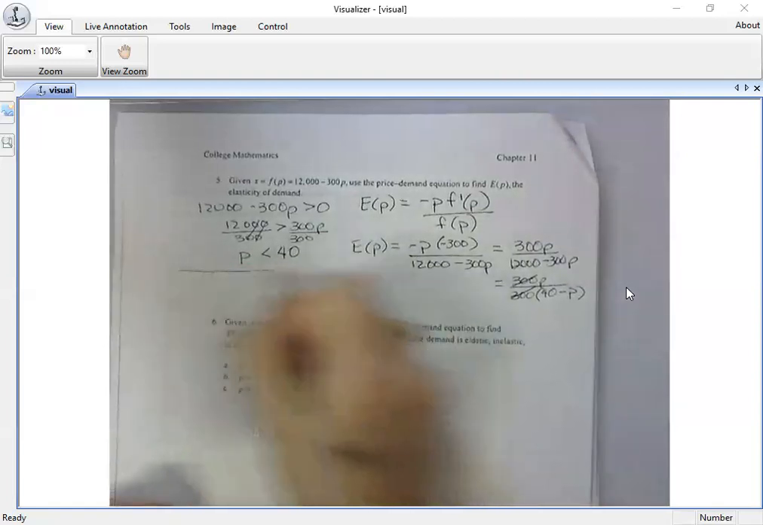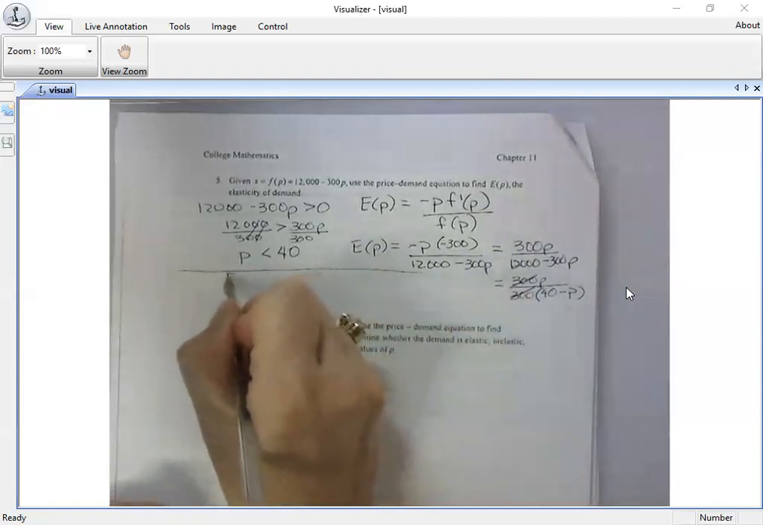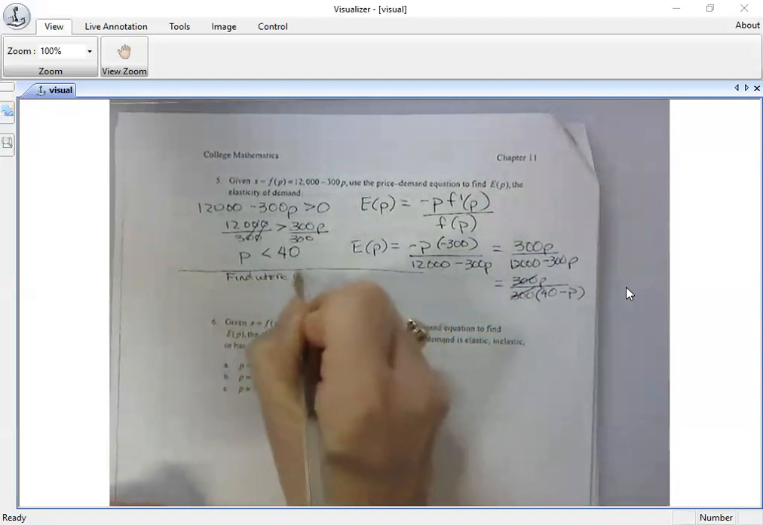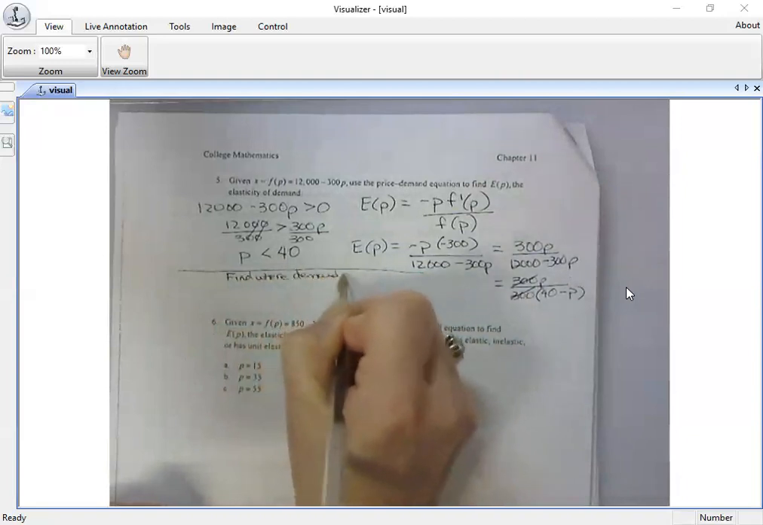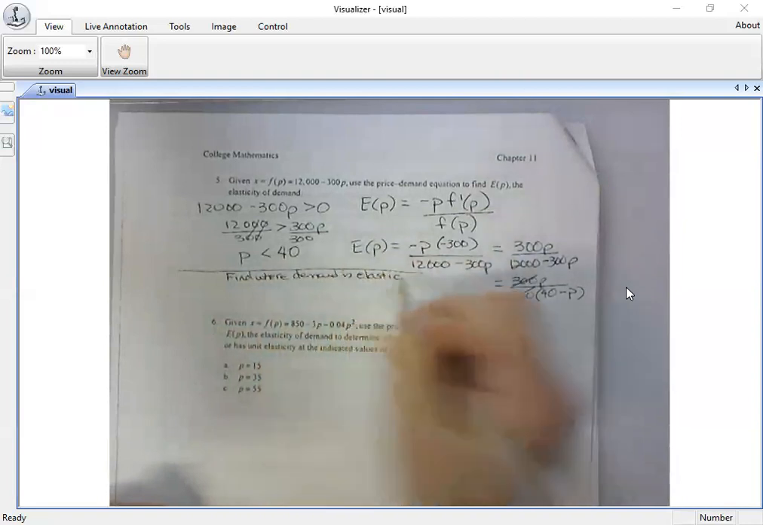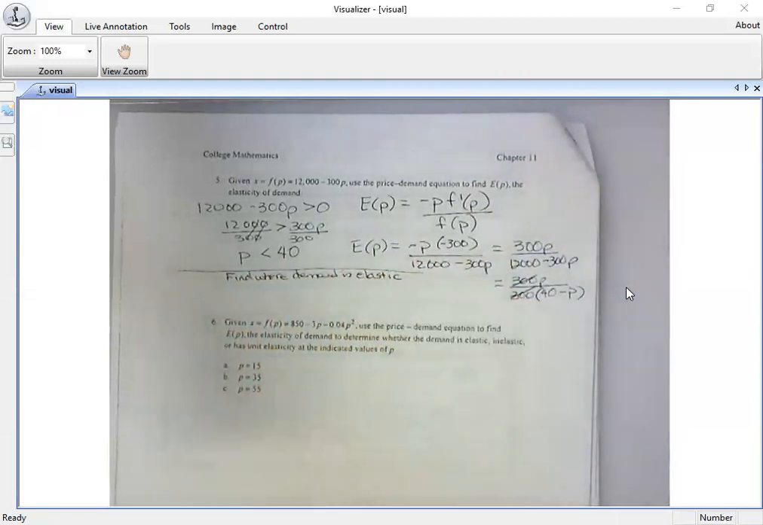And let's say you were asked to find where the demand is elastic. So in other words, I kind of need to know at what point am I going to price myself out of some customers? All right, because once it becomes elastic, that's when we get the iPhone users that say, not upgrading, I'm sticking with what I have. Or the ones that say, I'll just drink coffee at home, no more Starbucks for me.